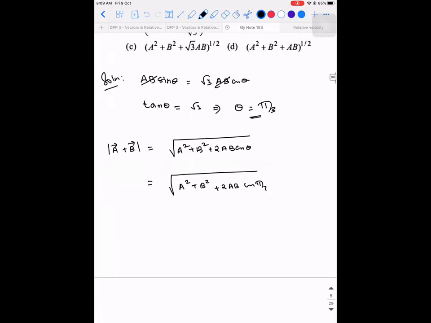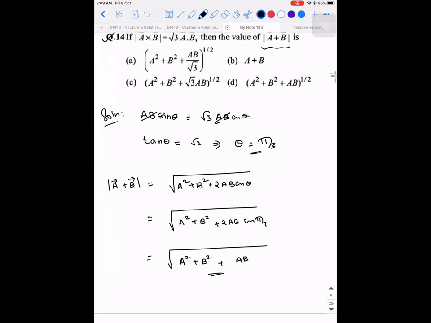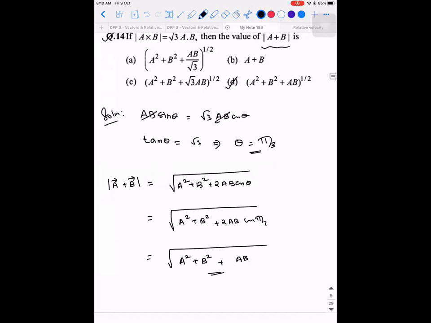So what will be the answer, guys? Root of A square plus B square plus AB under a root. So A square plus B square plus AB under a root is the answer.